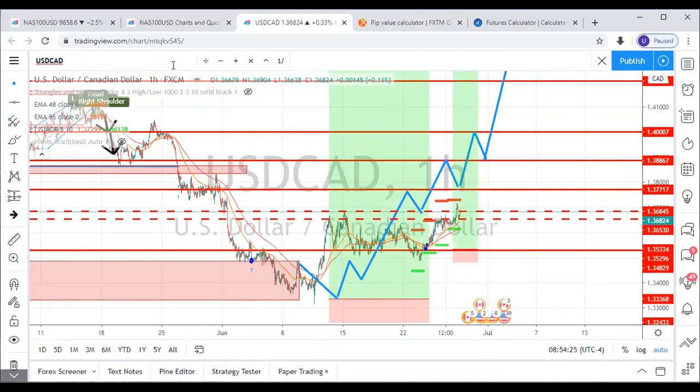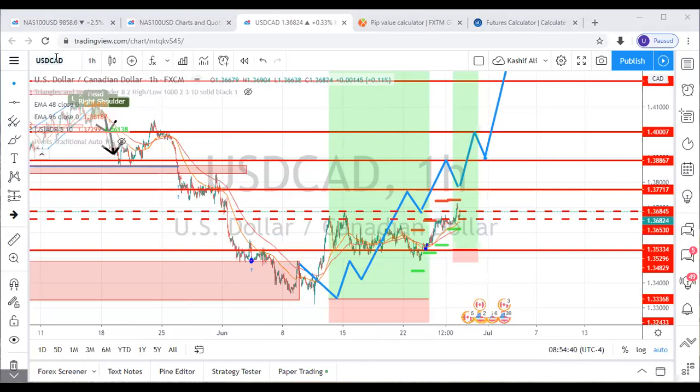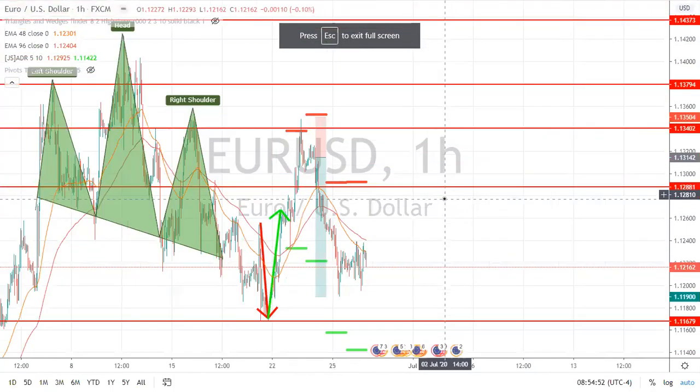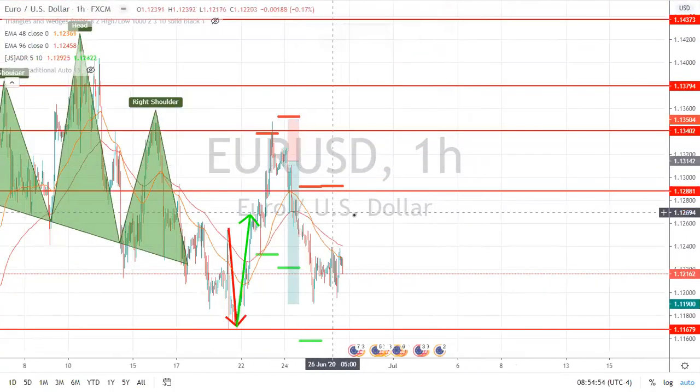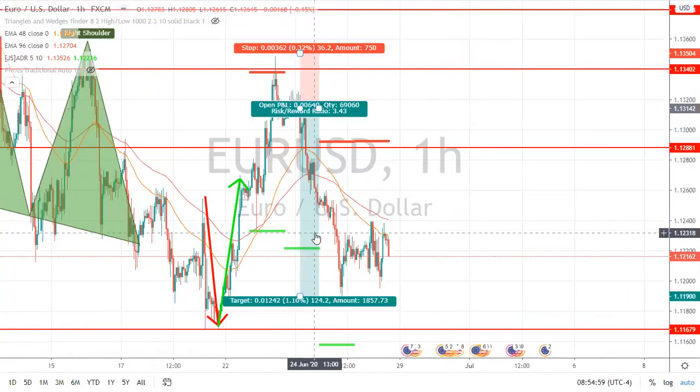So, does anyone want me to check any pair? You can tell me, guys. Euro dollar maybe. Euro USD. What I would suggest to all of you is to focus on one or two pairs. Now this is a Euro USD trade. Oh my God, perfect trade. Never mind, it was good.